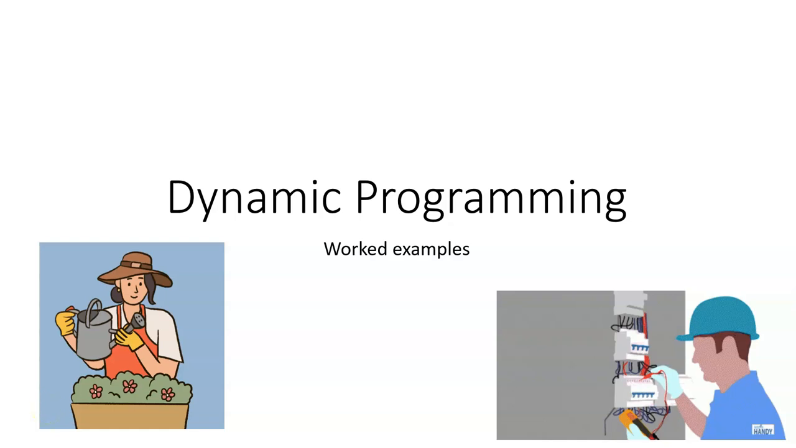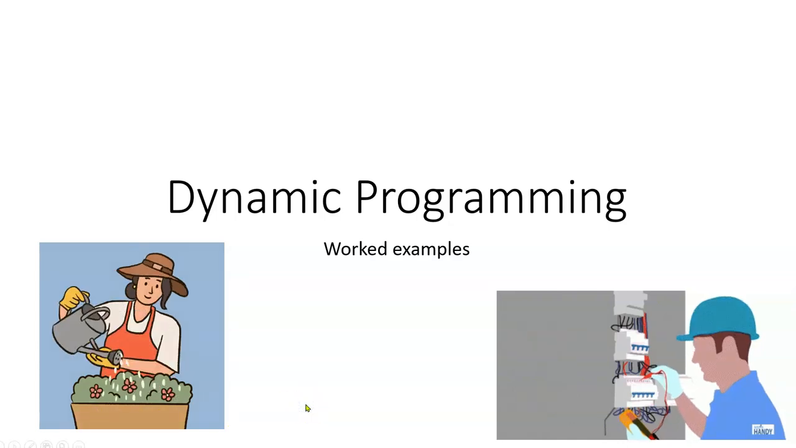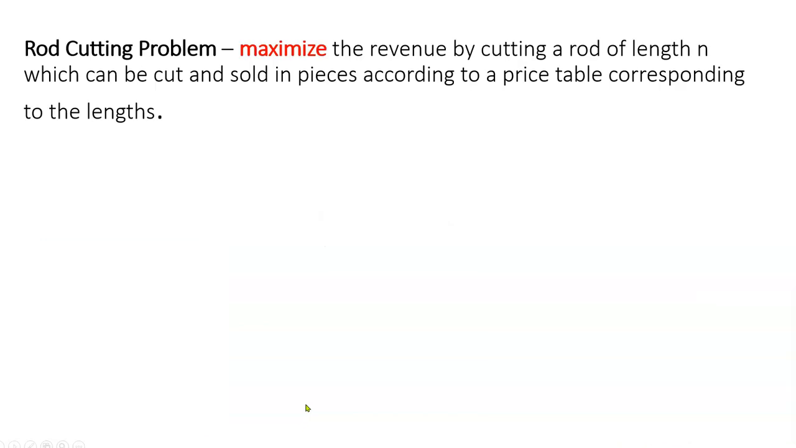In this example of dynamic programming, I'm going to use the famous rod cutting problem to illustrate a similar problem in a different context. So let's have a look at that example. The rod cutting problem tries to find the maximum revenue you can get by cutting a rod or resource of a length n, which can be cut into pieces and sold in pieces according to a price table corresponding to the different lengths.